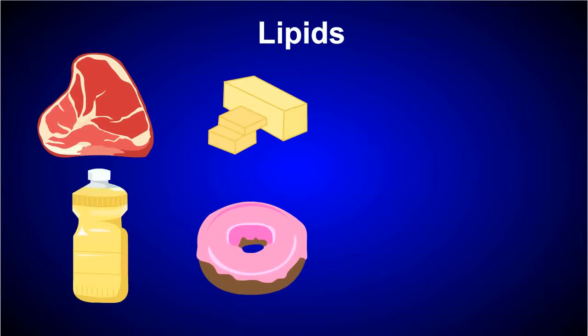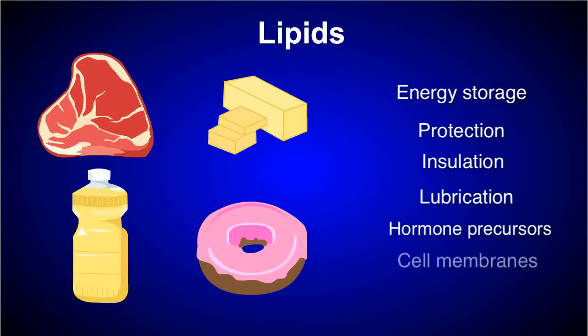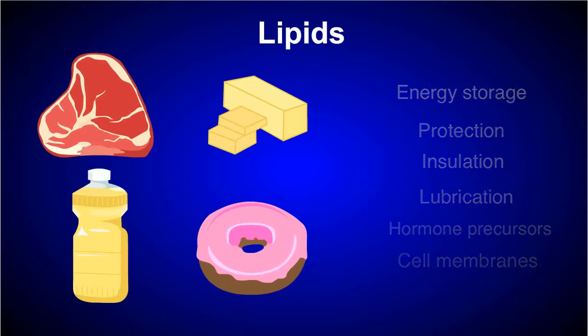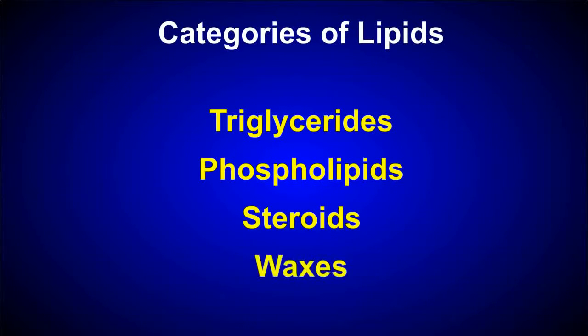in living organisms. While the primary function of lipids is long-term energy storage, lipids are also used for protection, insulation, and lubrication. They also act as precursors for some hormones and are a key component of cell membranes. There are 4 basic groups of lipids. These are triglycerides, phospholipids, steroids, and waxes.